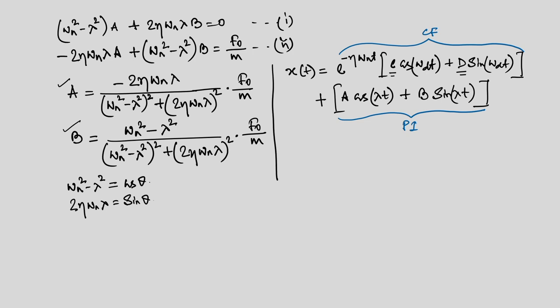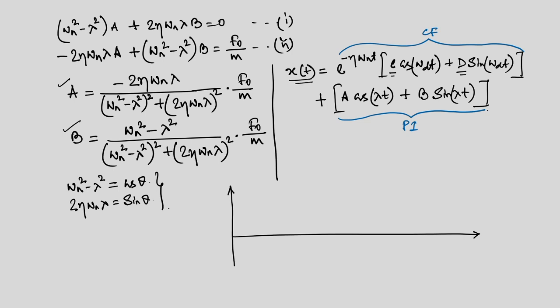Now, if we do that, then we can further simplify the particular integral. That we will do, but before we simplify this expression, let us first qualitatively plot the response and see how it looks. Then we will move further, solve for C and D, see their expressions, and also simplify the expression for the total solution.